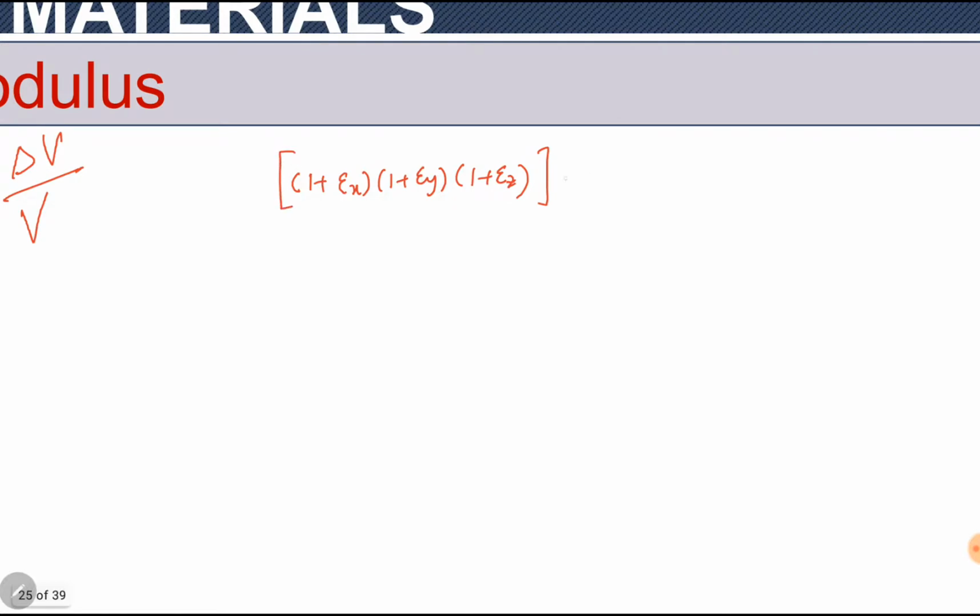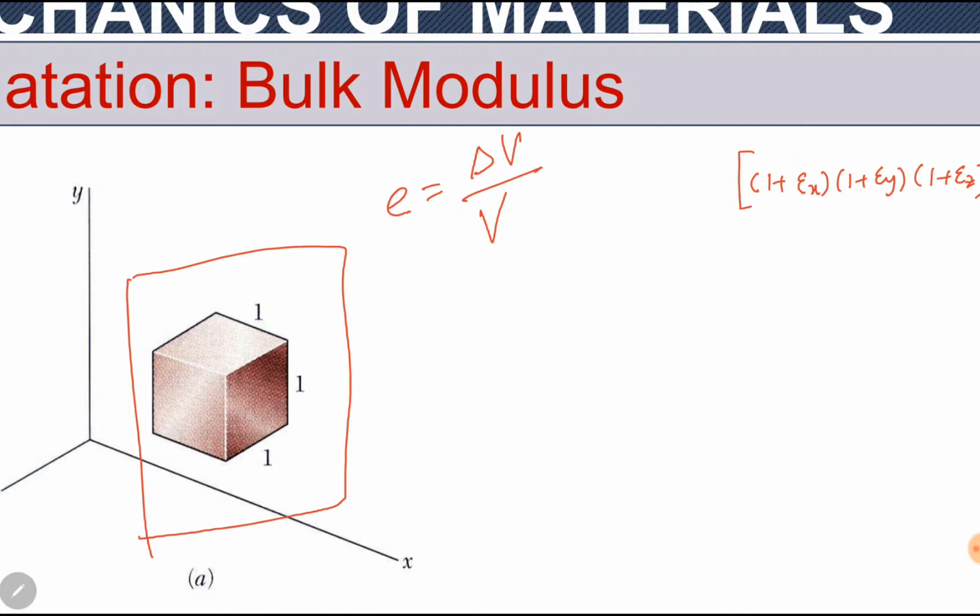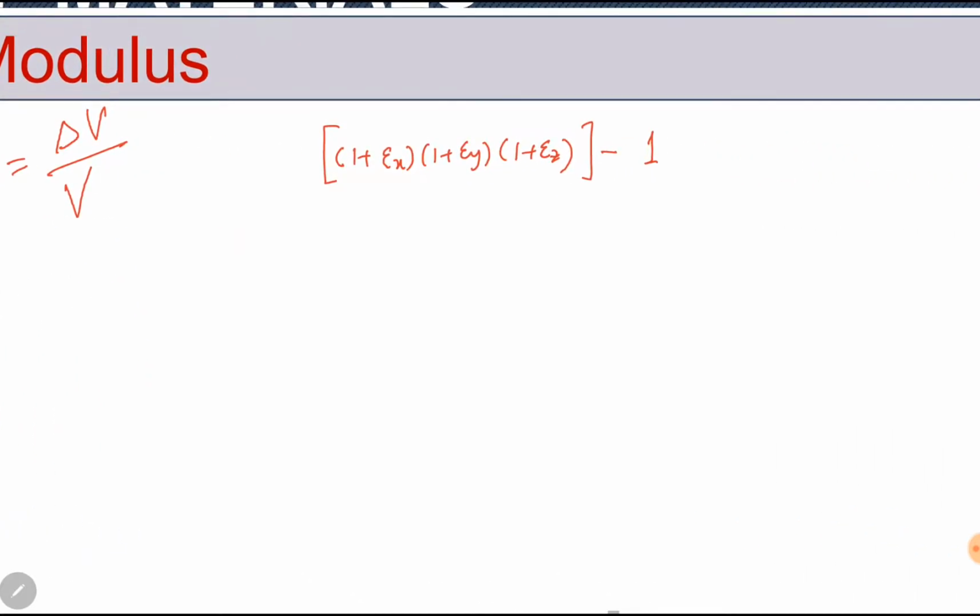The previous volume was only 1 initially. Each side has a length of 1. So the change in volume, final volume minus initial volume, divided by initial volume, which is 1, is equal to the dilatation e.